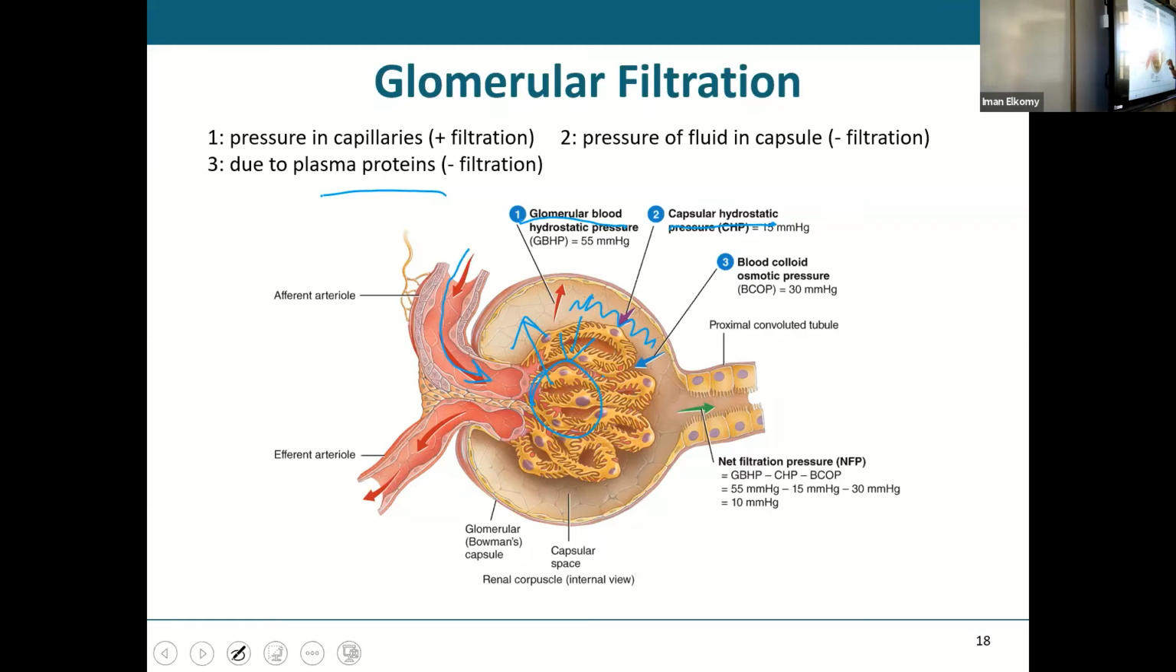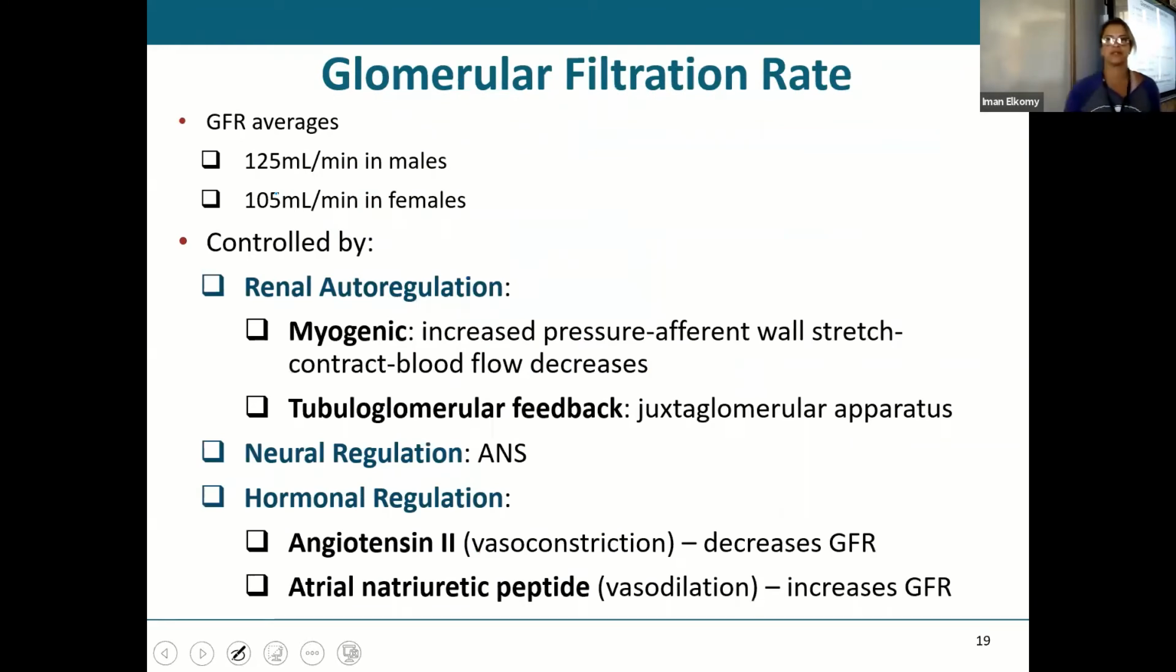So those are the 3 factors that influence this initial glomerular filtration rate. Pressure in the capillaries, which is going to promote filtration, pressure in the capsule, which will work against filtration, and then osmotic pressure due to the plasma proteins in blood, which will also work against filtration. So the net filtration rate is going to be all of those added together, whether they're a positive or a negative. Any questions on this one? No? Okay. Let me move this camera a little bit.